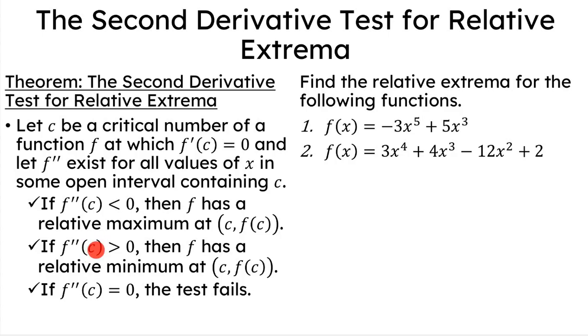If the second derivative at the critical number is greater than 0, which is positive, it's a minimum. If it's equal to 0, the test fails.